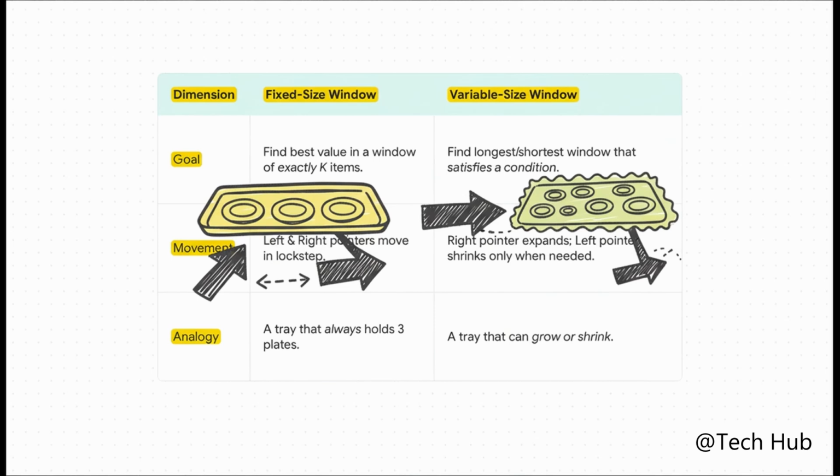But a variable size window is for finding the longest or shortest chunk that meets some kind of rule. Because of that, the movement's different. In a fixed window, the pointers move together in lockstep, but in a variable one, the right pointer expands and the left one only shrinks when it has to. The analogy says it all. One tray always holds 3 plates, the other can grow or shrink whenever it needs to.